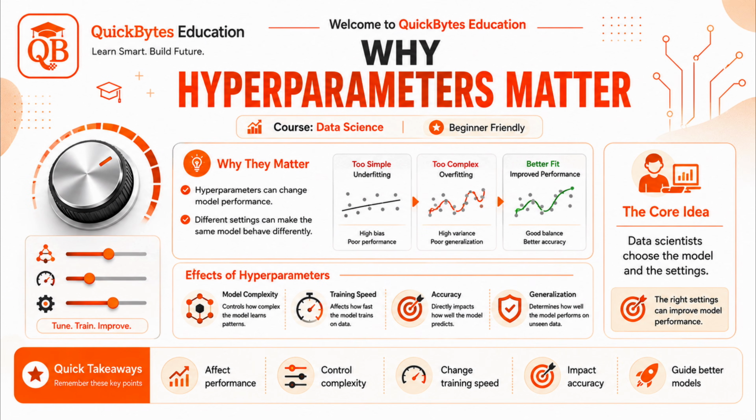Hyperparameters matter because they can change model performance. The same machine learning model can perform very differently depending on its hyperparameter settings. One setting might make the model too simple. Another setting might make the model too complex. Another setting might make training slow. Another setting might improve accuracy. That is why data scientists do not only ask, "Which model should I use?" They also ask, "What settings should this model use?"